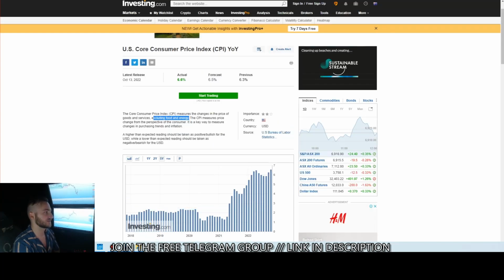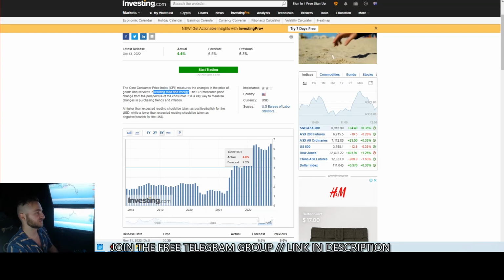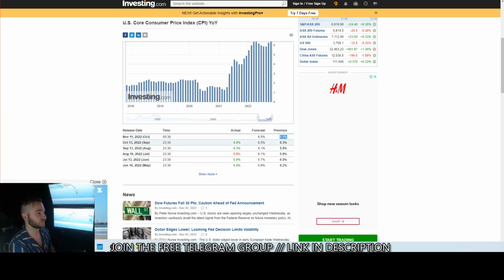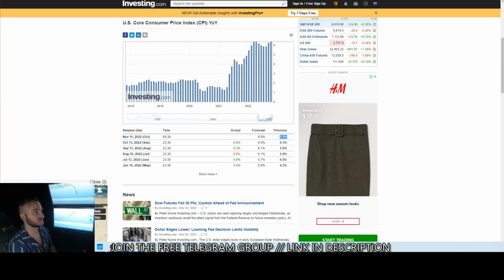Same thing for CPI year on year. This is the core. Same thing, 6.5, guys. We're looking for anything under 6.5 to be really, really good. Anything at 6.5 or over, not so good. And anything over 6.6, pretty freaking bad. Okay, pretty bad. So that is what CPI is.